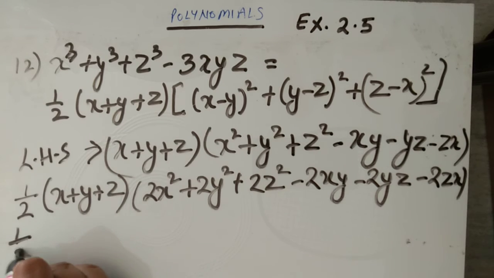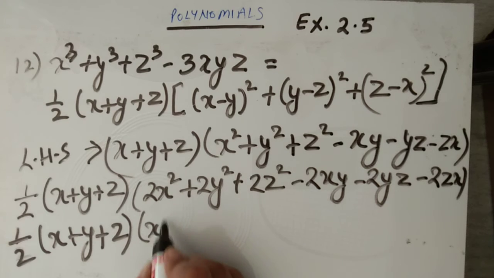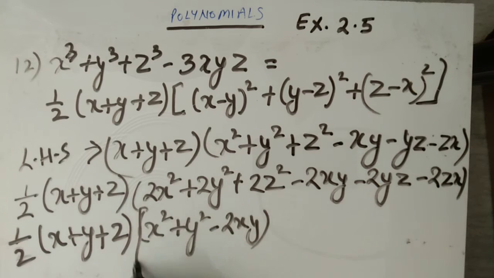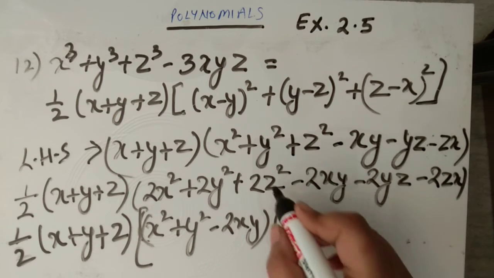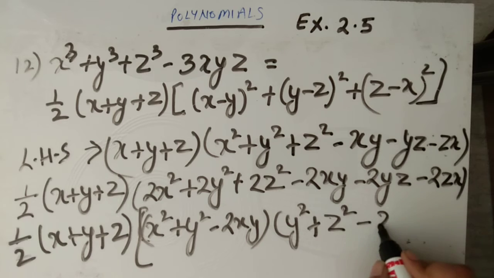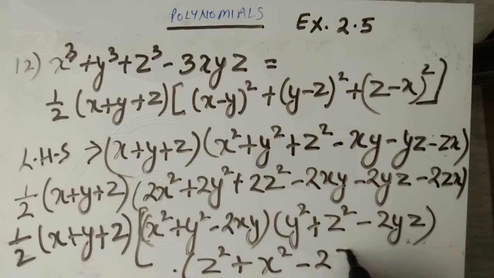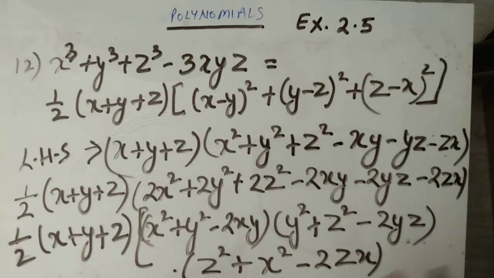It is half x plus y plus z. Take 1x square plus y square minus 2xy. This is your first term. Second is take another y square, take z from it and 2yz. Another you are finding it as, take the remaining z, take the remaining x and take that one. So what you are getting? x minus y whole square, y minus z whole square, z minus x whole square. So that you are getting.